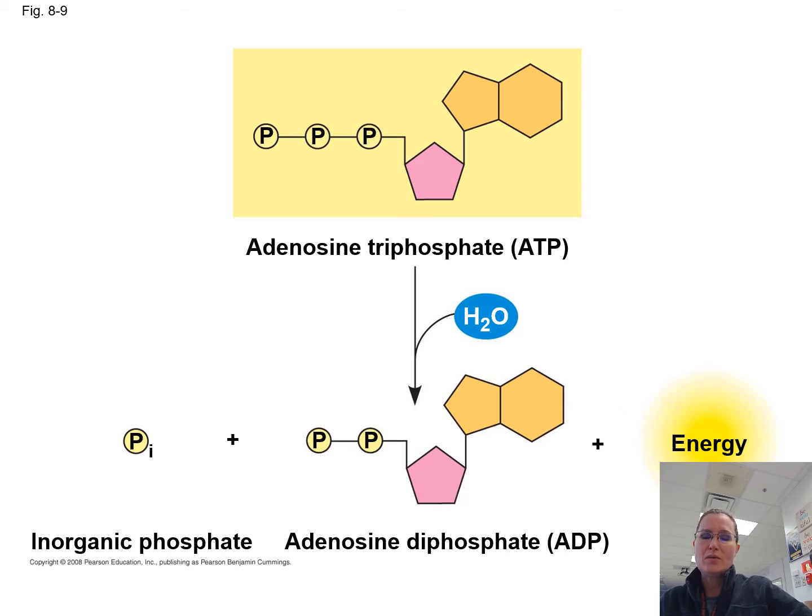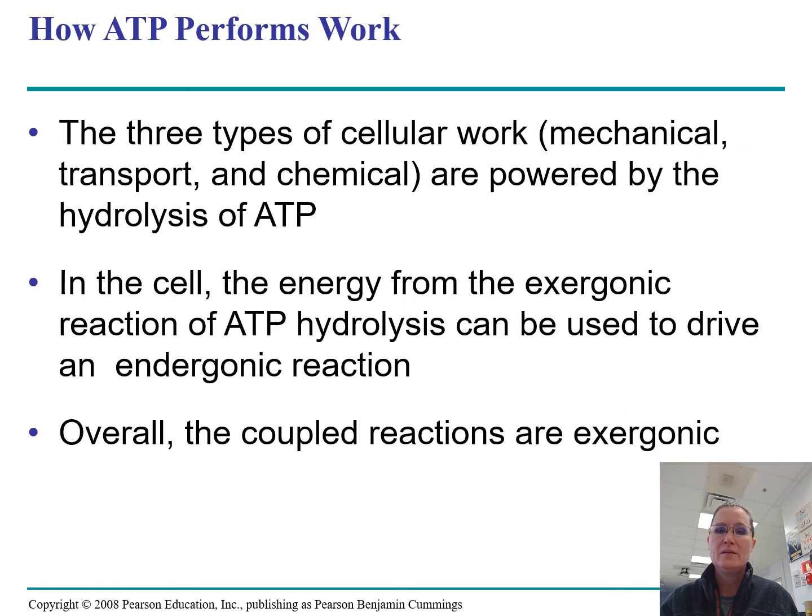And so this is just showing how we can break that, what's called the terminal bond, the end bond of the ATP, and then we end up with ADP, and then inorganic phosphate. And since we broke a bond, we have some energy now. And so we use that to do the work in our bodies. And so we talked a little bit about the 3 kinds of things, the mechanical, transport, and chemical.